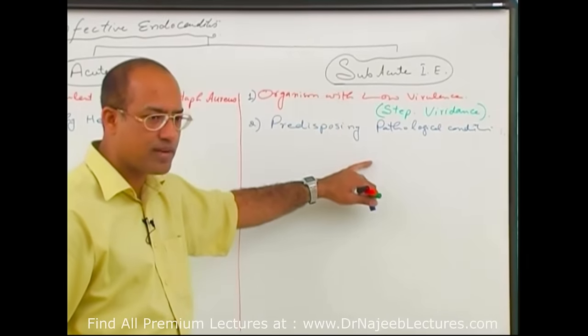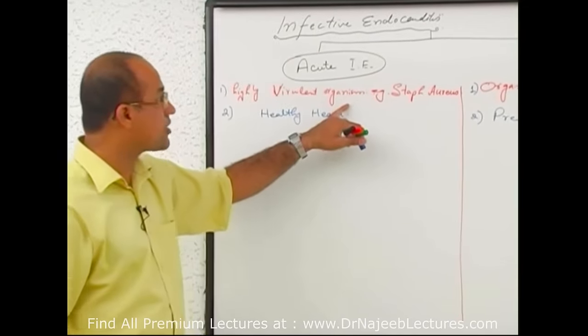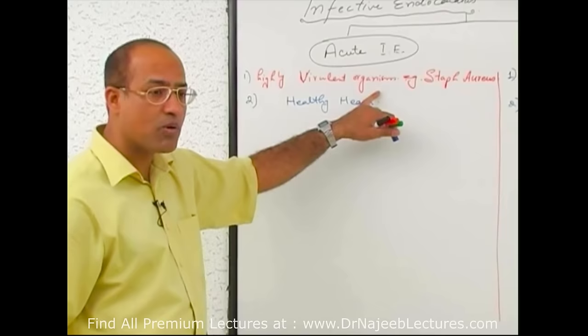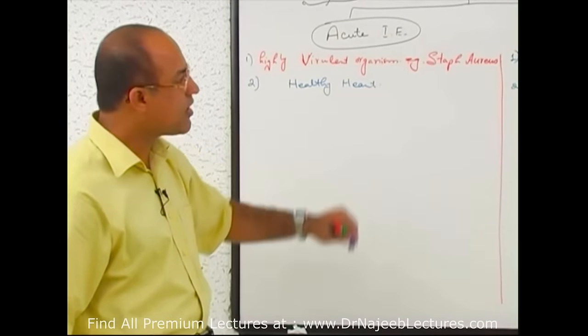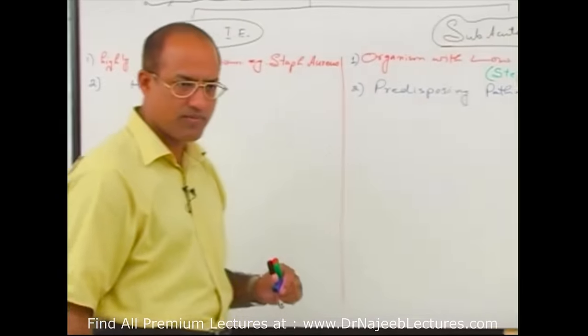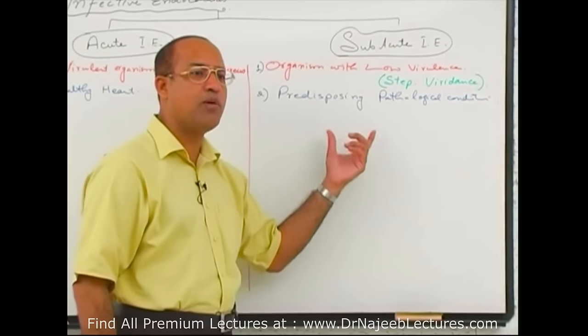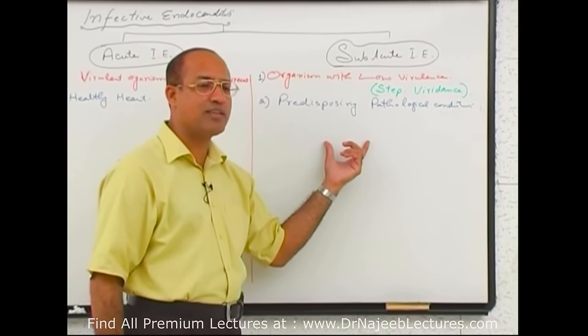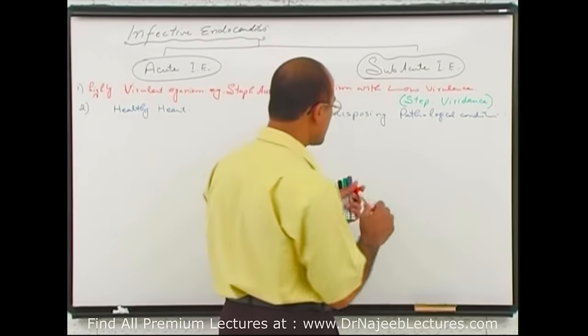I will explain why. But the organisms of acute infective endocarditis are highly virulent, so they can involve and damage even the healthy heart. Now, what are the predisposing conditions? Actually, all those conditions which produce abnormal blood flow and abnormal jet lanes in the heart. Let me tell you one very simple condition to explain.